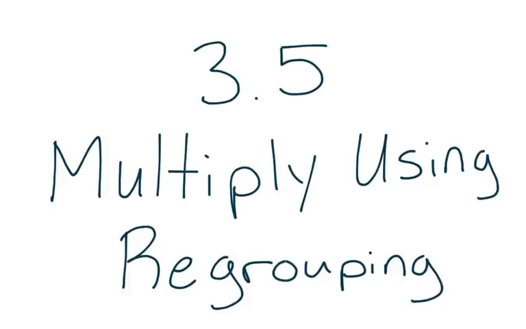This next lesson is 3.5, multiplying using regrouping. Now we talked about multiplying using regrouping when we were doing multiplication with a 1-digit number times a 2, 3, or 4-digit number. Now we're going to be doing multiplication with regrouping with 2-digit times 2-digit multiplication, and it's a little bit different. We have a few extra steps that we need to keep in mind when we're doing this type of multiplication.